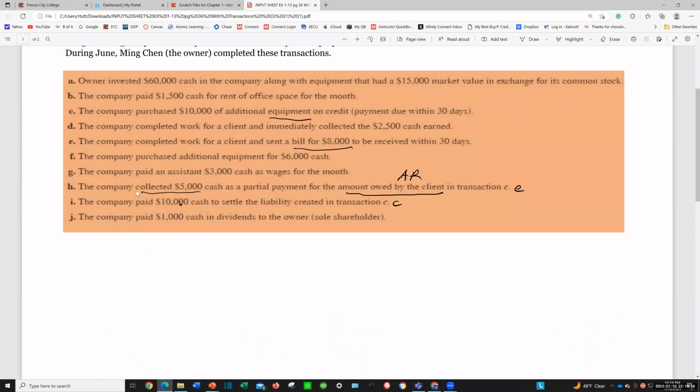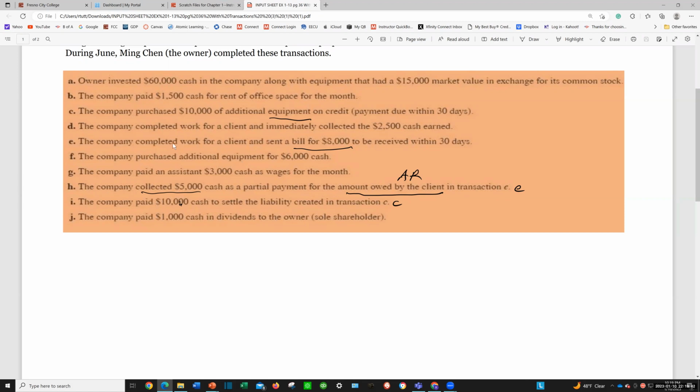The company collected 5,000 cash. We'll stop right there. Cash is going up, right? So we're going to make a positive 5,000 to cash. Now, why did we receive the cash? It's for a partial payment for the amount owed by the client in transaction E.